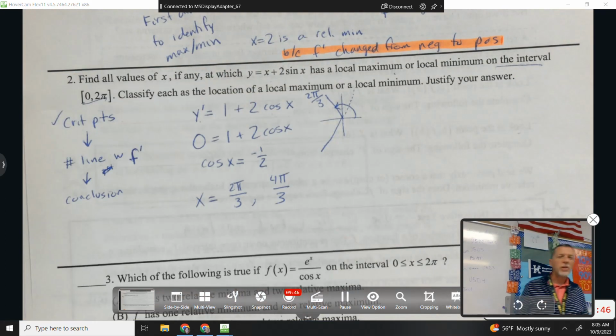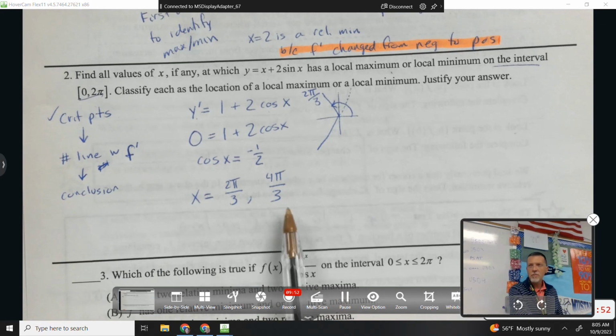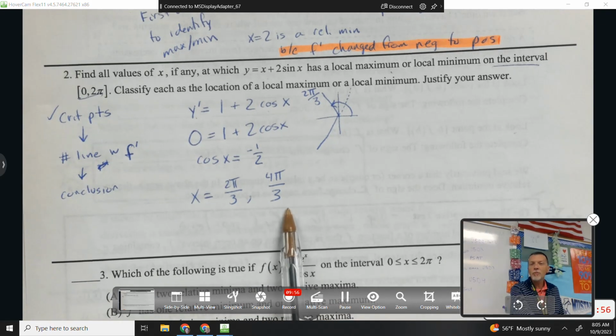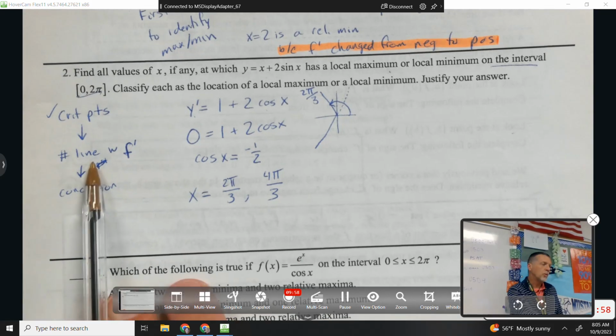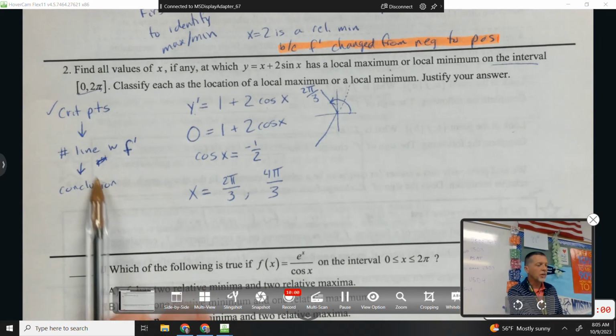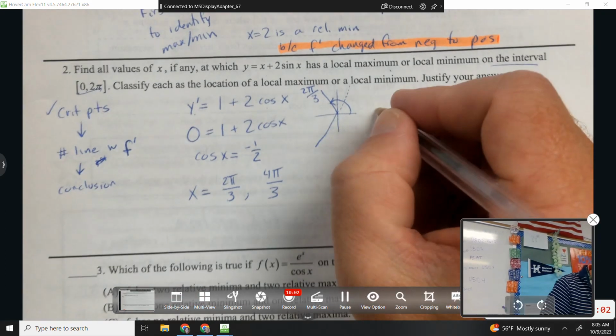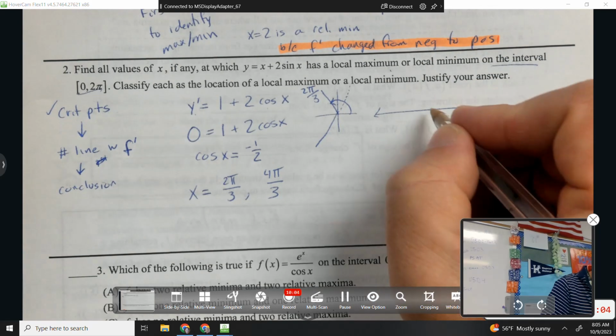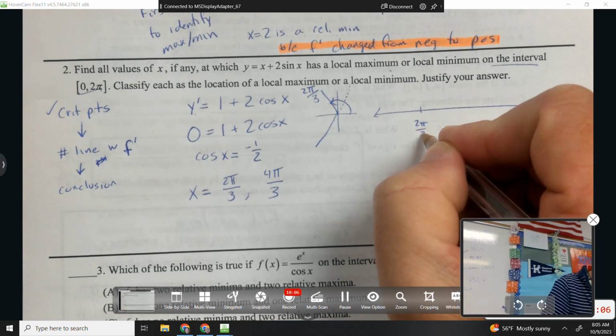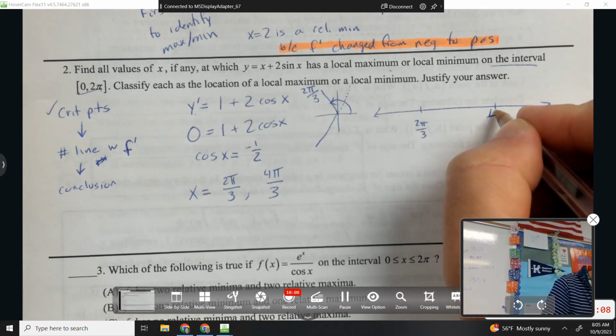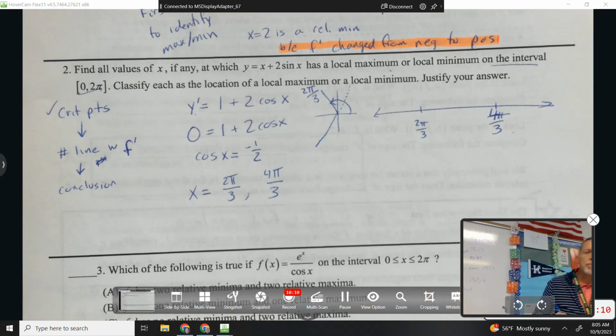I got my critical points, 2 pi over 3 and 4 pi over 3. So those are the potential maximums and minimums. I don't know if they're maximums or minimums yet, because I need to do the rest of this problem, put them on a number line, and test f prime. So 2 pi over 3 and 4 pi over 3.